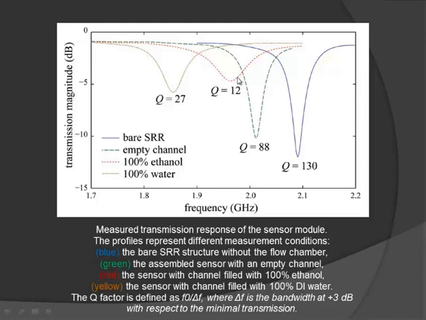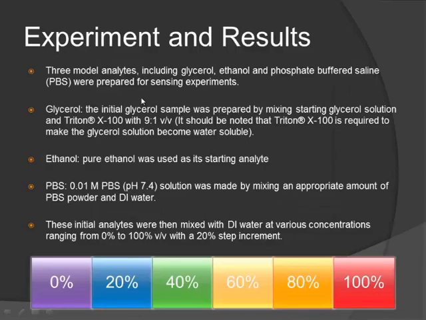And the red line is when we put the ethanol into the chamber, and the next line is when we put the DI water into the chamber. So you can see the sensing property: we found a difference between the ethanol and the DI water. When we vary the sample, the sensing response will change.